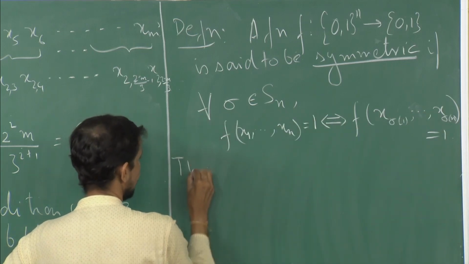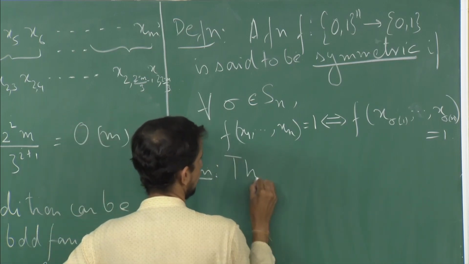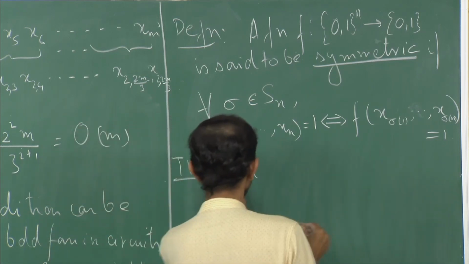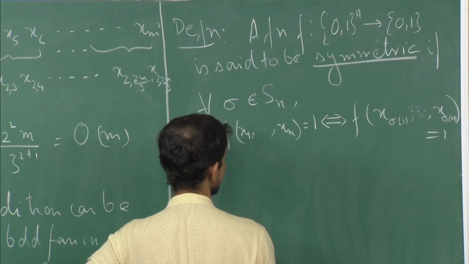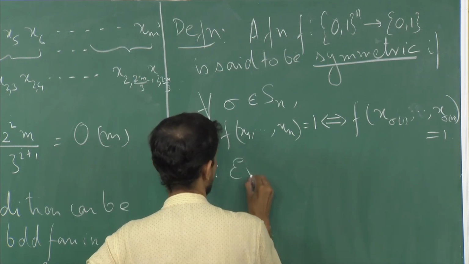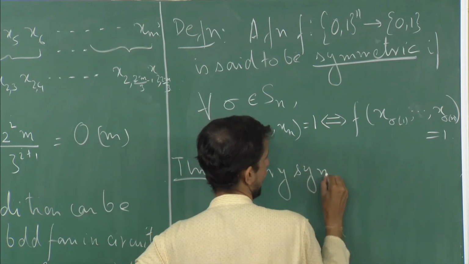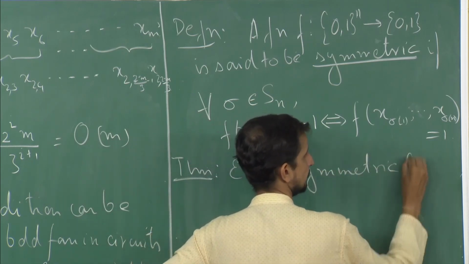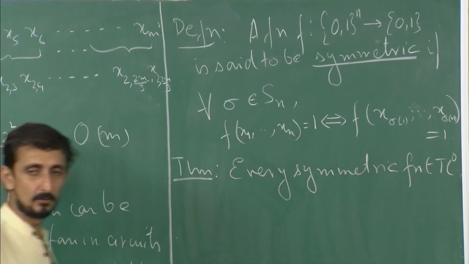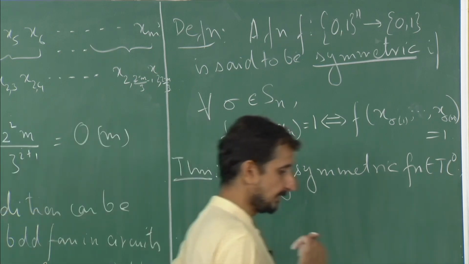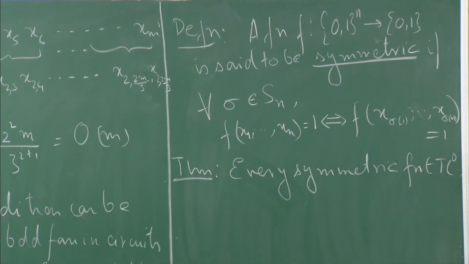Okay. So, what we will show is that every symmetric function is in TC0. Okay. So, every symmetric function can be computed by a TC0 circuit, basically that is by threshold gates which have constant depth only. Okay.